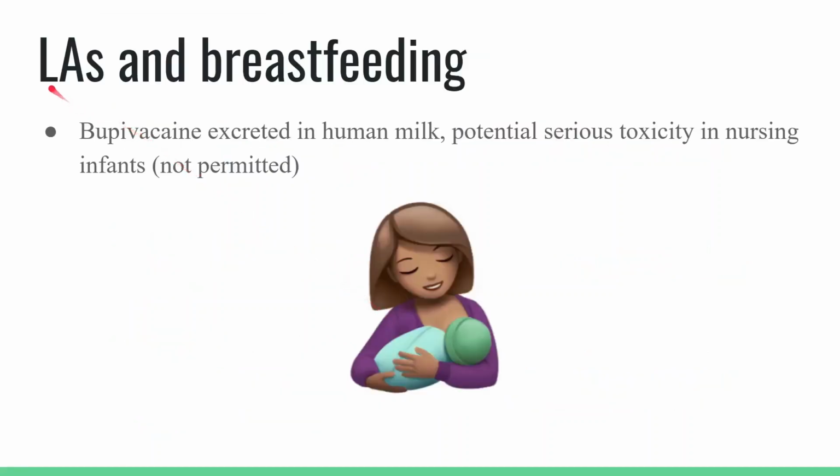What about local anesthesia and breastfeeding? بيقول لك إنه specifically bupivacaine, which we said causes cardiotoxicity that بتتذكروا, bupivacaine is actually excreted in human breast milk. So this causes potential serious toxicity in nursing infants. فعشان هيك we don't give it to lactating ladies لأنه this can cause potential toxicity to the nursing infant.